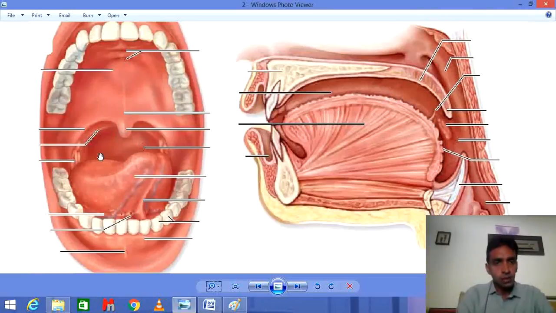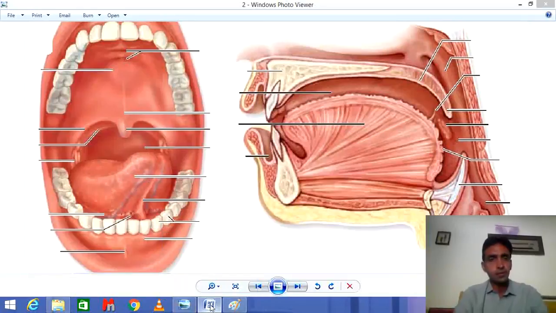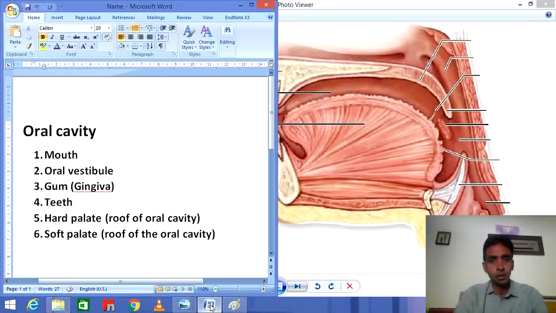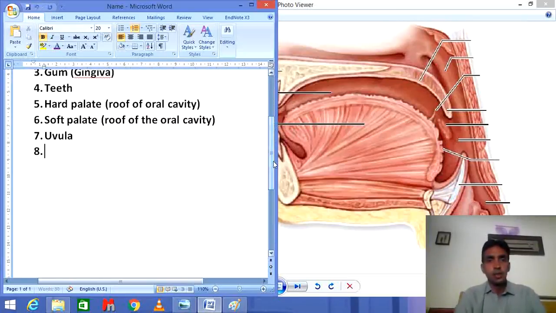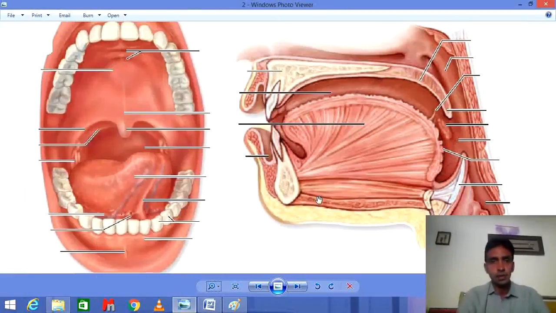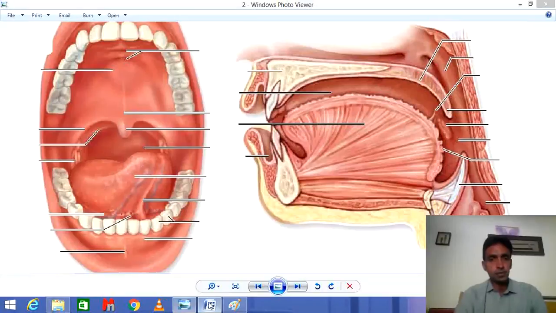Now after the uvula, you will also see the tongue. This area, this is the tongue.